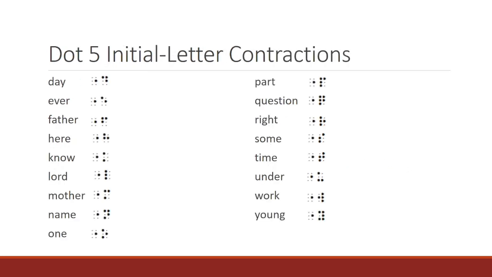The next and last set of contractions to learn in this lesson are the .5 initial letter contractions. Remember, as I said earlier, these follow the same rules as the strong contractions. They are both word signs and group signs. These contractions all begin with .5, followed by the first letter of the word they represent.